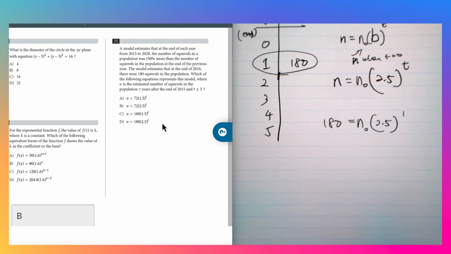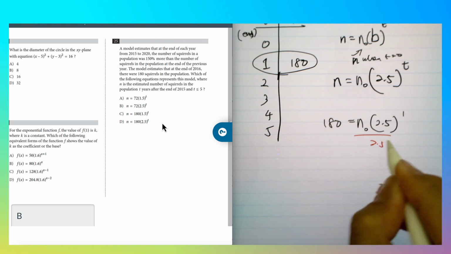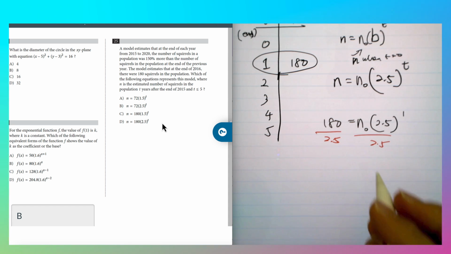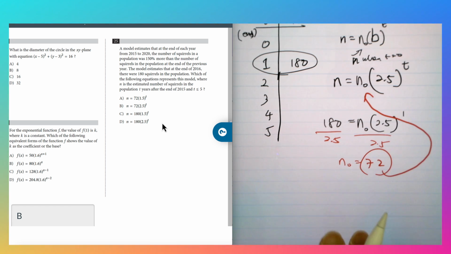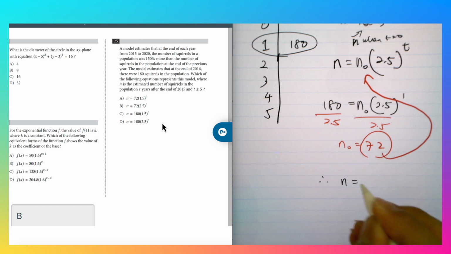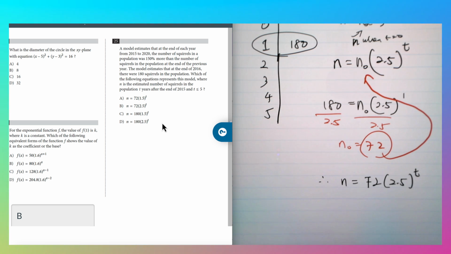You guys know that the SAT allows you to use a calculator. If I divide both sides by 2.5, 180 divided by 2.5 gives us 72. So n naught equals 72, and that's going to replace n naught. So your ultimate equation should look like n equals 72 times 2.5 to the power of t. Therefore, the answer is B.